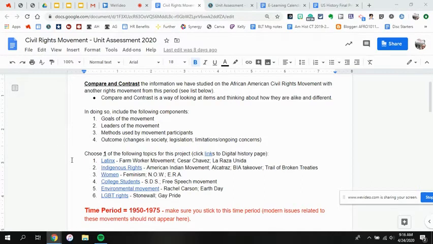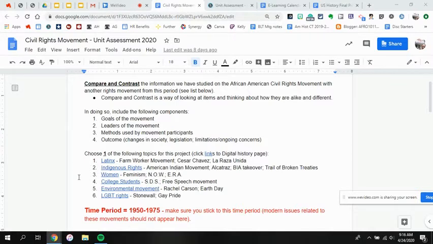Another option is the indigenous rights movement. Typically, that focuses in on AIM, the American Indian Movement, and then you can see some of the things that they get connected to. They take over Alcatraz Island, the Alcatraz prison island, the Bureau of Indian Affairs building in Washington D.C. They have an event called the Trail of Broken Treaties. So AIM is the focus there.